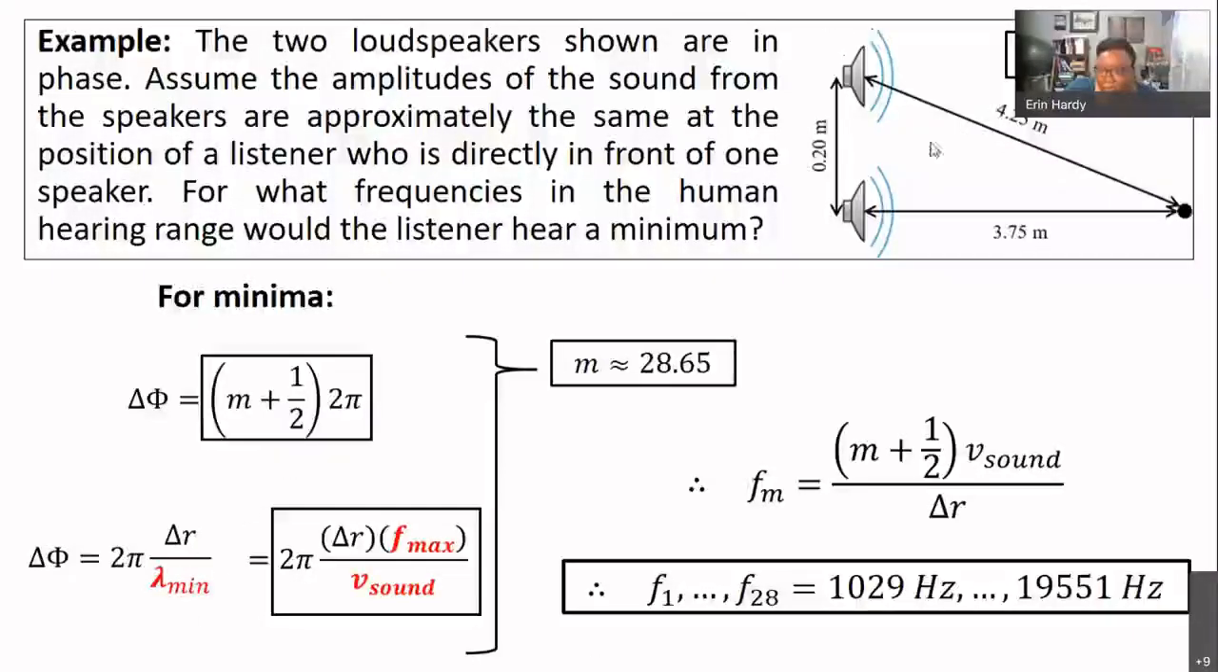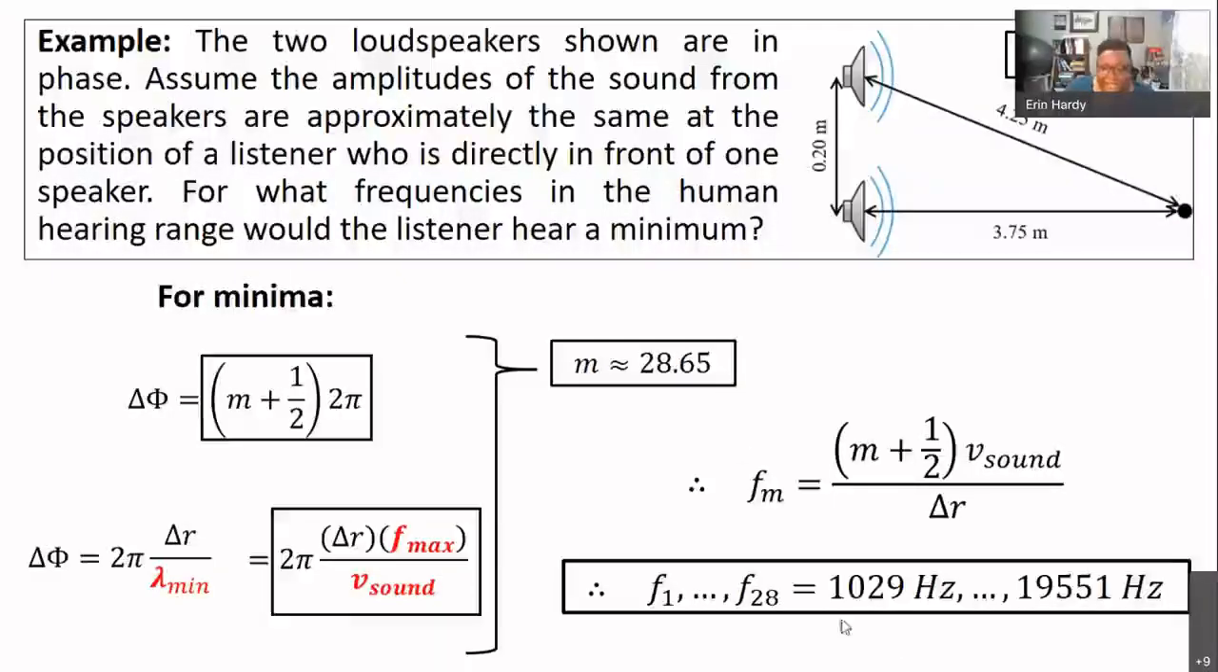And we don't know anything about the wavelength of the sound for this case, but we can count on the wave produced by loudspeaker 1 propagating at the same speed as the one produced by loudspeaker 2. And we know that if v is equal to f times lambda, 1 over lambda has got to be f over v. So the minimum wavelength is going to match with the maximum frequency. v sound is going to be a constant. And if we solve these simultaneously for m, we're not going to get something that's an integer. We get 28.65.